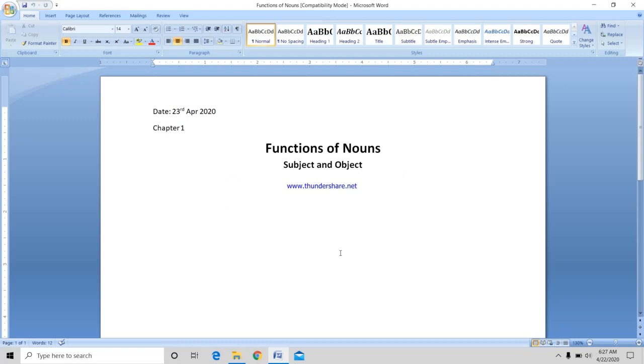As I told you, we are going to start with our grammar chapter. So the first chapter is functions of noun. It is basically about the subject and object. You must have learnt in your last class that a sentence is divided into two parts. The first part is the subject and the second part is the object. So we will learn in this chapter how to identify the subject and the object in a sentence.